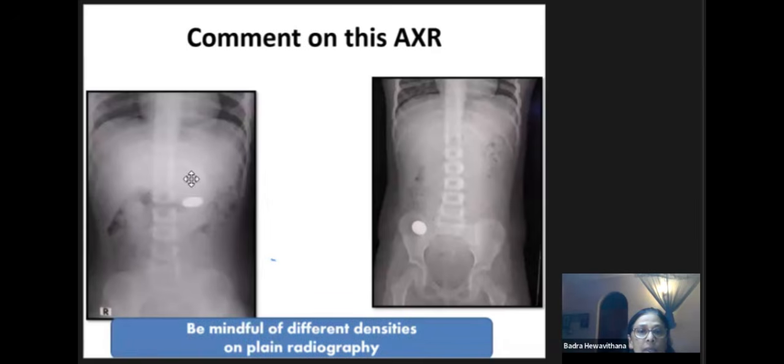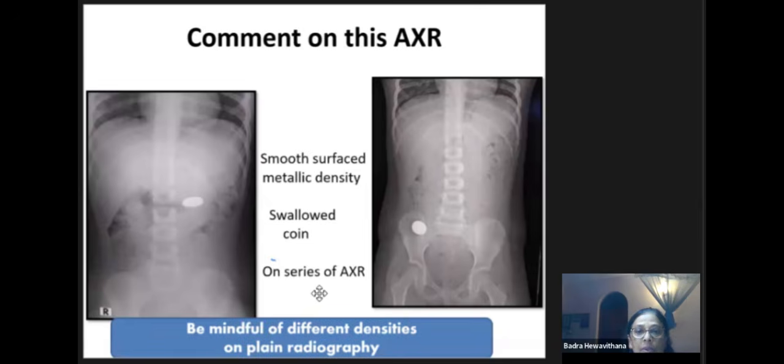It was on the left side before and after. This was in the morning. This was in the afternoon. So now it is in the caecum. So it is moving. So we are happy. So it is a coin. The child swallowed a coin, and this was the series of abdominal X-rays.